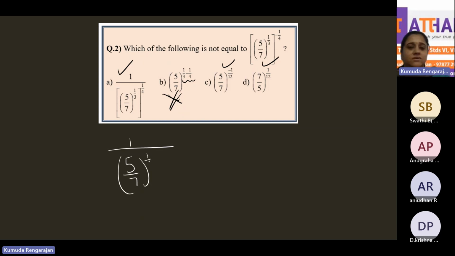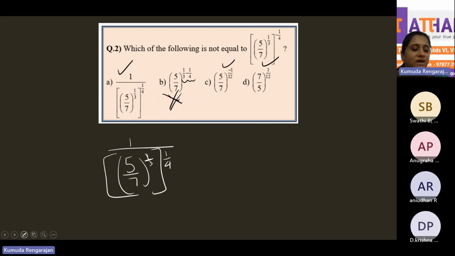This is the base. When you take the reciprocal, you write it as 1 by. The base is 5 by 7 to the power 1 by 3. If you want to write its reciprocal, 1 by. And that minus 1 by 4 will become plus 1 by 4. It will become plus 1 by 4.